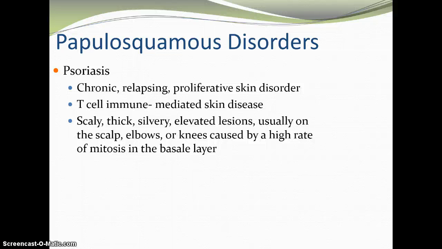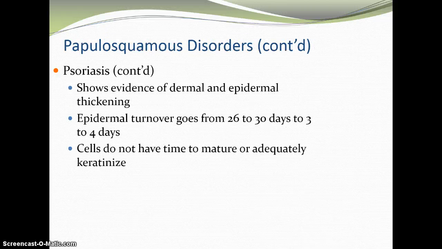Okay, so this is part 2 regarding our alterations in the integument. We ended the last slide regarding psoriasis and how it develops. Pretty much it has that epidermal turnover going from 26 to 30 days to 3 to 4 days, so that's how fast the skin is growing with psoriasis and why we see those thick layers of epidermal thickening.